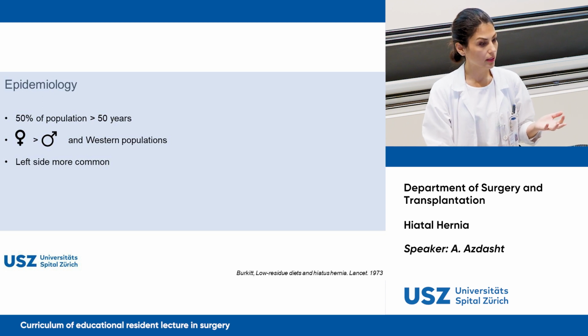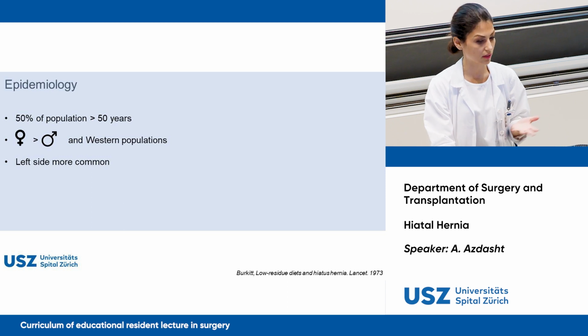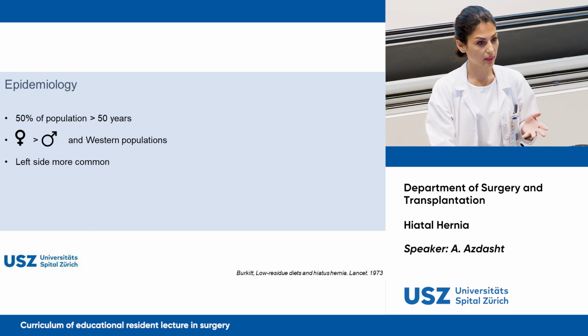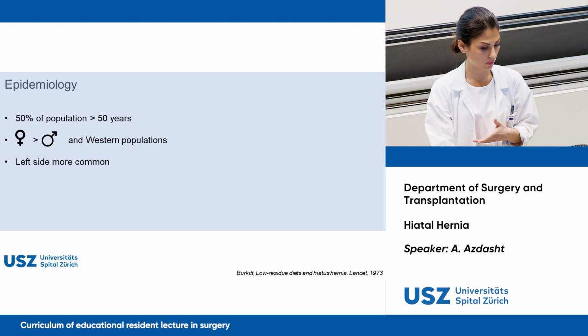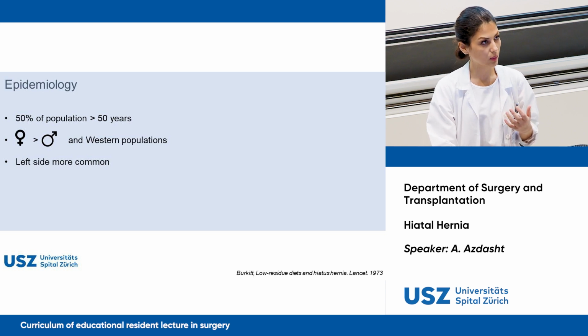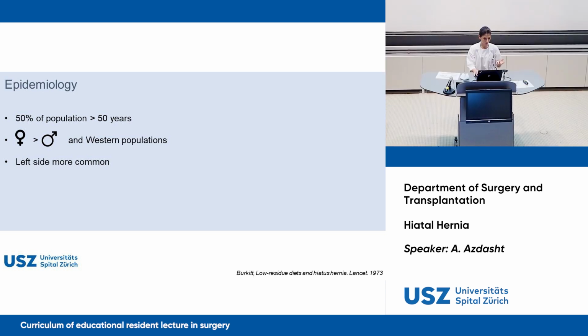So a hiatal hernia is actually given in 50% of the population older than 50 years. More females have that in comparison to male patients, and the Western population, which is why we have an assumption that it is connected to lifestyle and eating habits. And it is more common on the left-hand side than on the right-hand side, as the liver can protect the diaphragm.